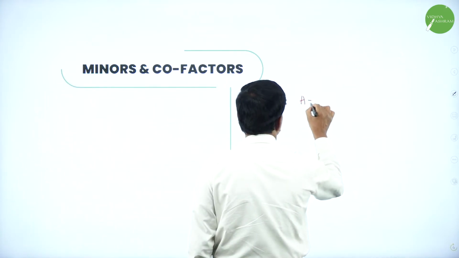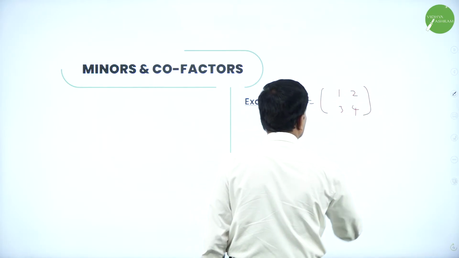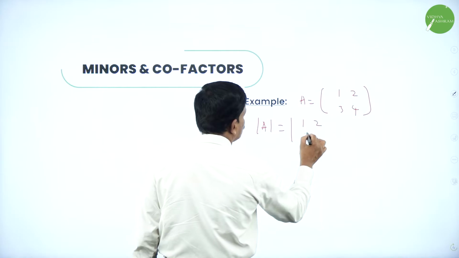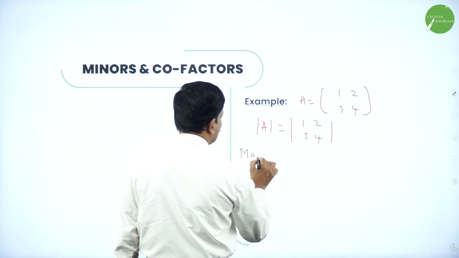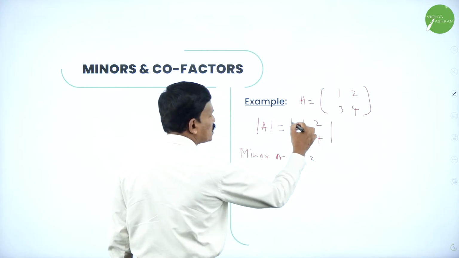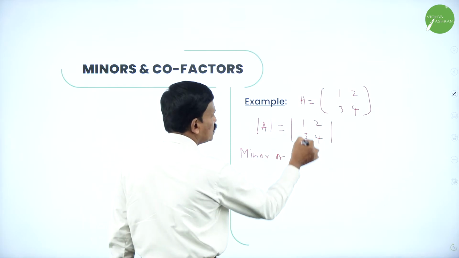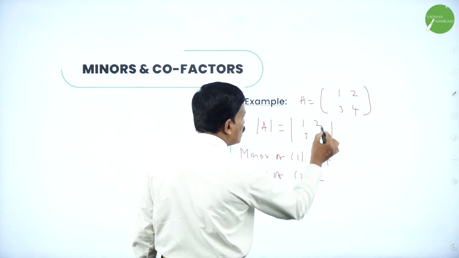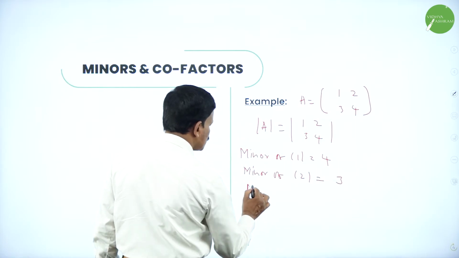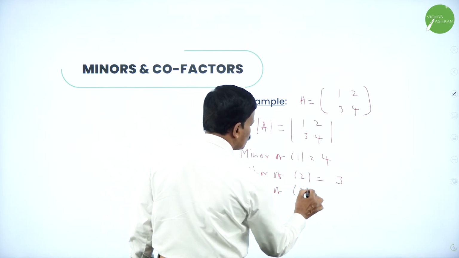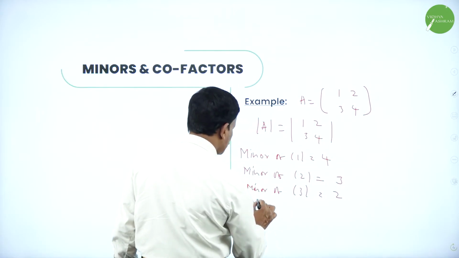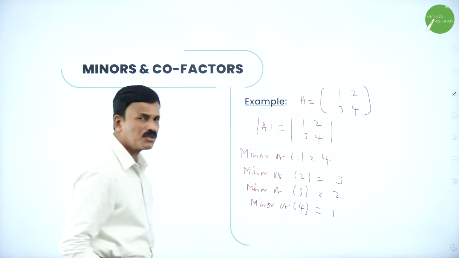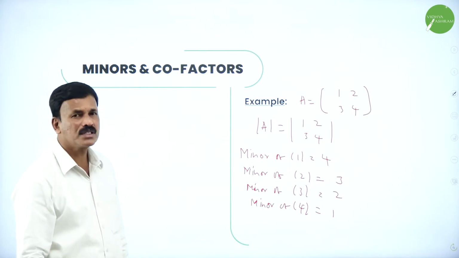If A is equal to 1, 2, 3, 4, let me write the minors first. The determinant associated with this is the determinant 1, 2, 3, 4. Minor of the first element 1: just delete the row and column containing 1. So 2, 3 is gone, and what is left over is 4. Similarly, minor of the second element 2: delete the row and column containing 2, and you will get 3. Minor of the element 3: this is gone, and what is left over is 2. And the minor of the last element 4: delete the row and column containing 4, and you will get 1. So here 4, 3, 2, 1 are the minors.